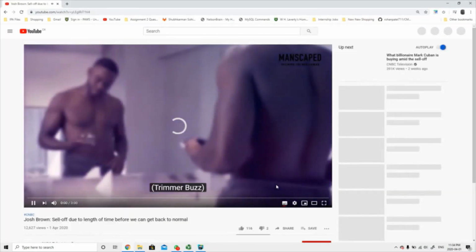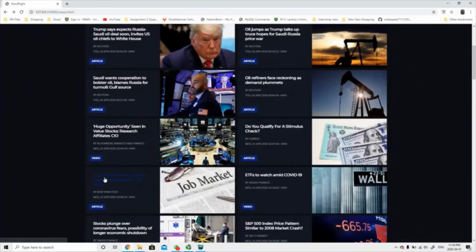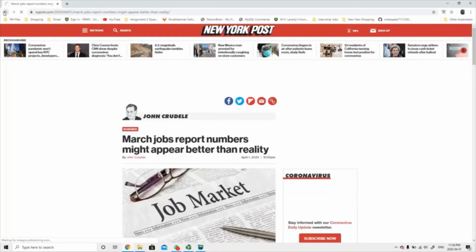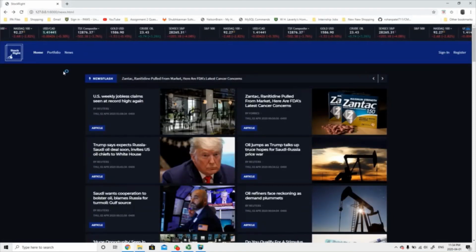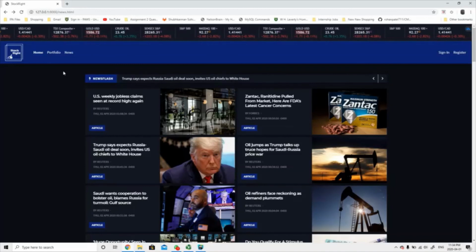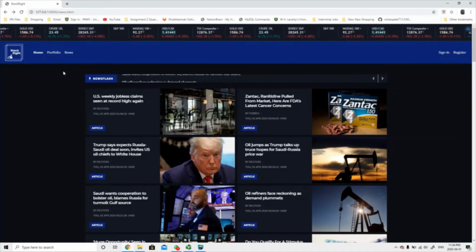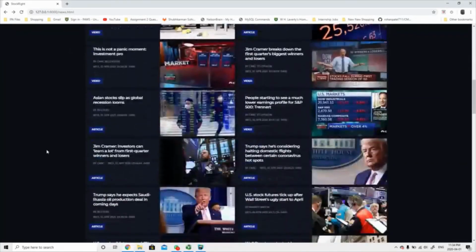I can go on this one, and it would give me a YouTube video. If I go to article, it opens the article. The source is New York Post. All these news articles we are getting from the stock news API, so we are getting them in the form of JSON, and we are just displaying it on the HTML page.